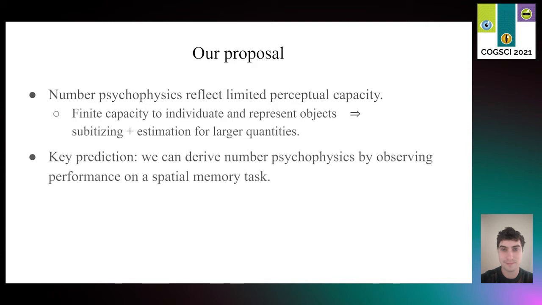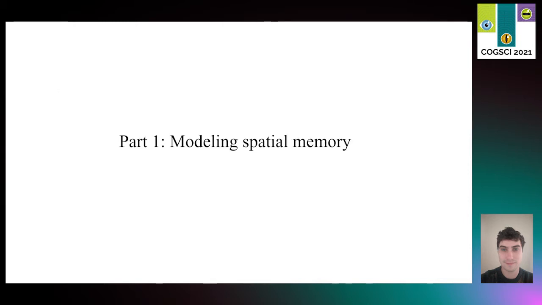And a key prediction, which I'll focus on in this talk, is that we can actually derive these properties of number psychophysics by looking at how people perform on a spatial memory task, on a totally non-numerical spatial memory task. So the first part of this is a model of spatial memory, and it's super simple, but captures the essence of the problem.